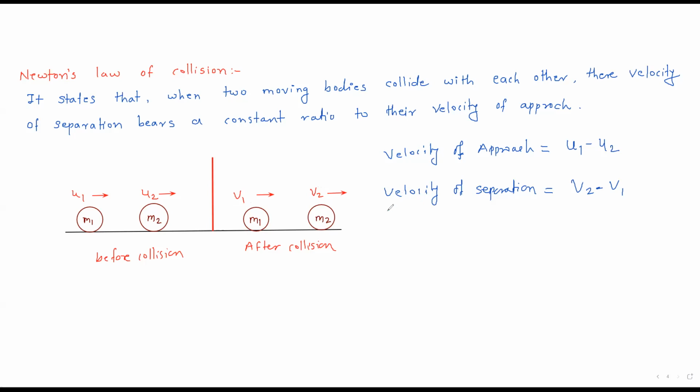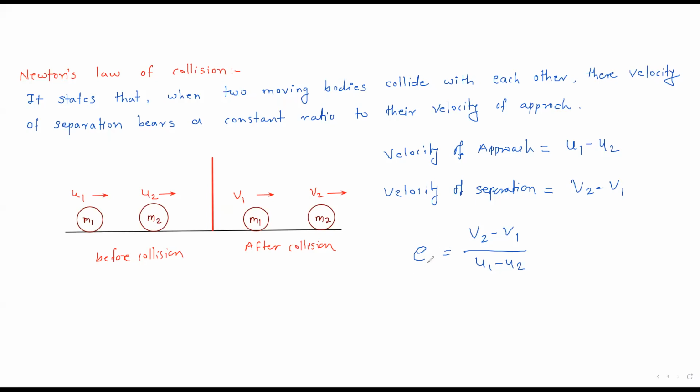So here this difference is called the velocity of separation, V2 minus V1. This is called the velocity of separation. Okay. Now what does Newton say? Newton says that the velocity of separation bears a constant ratio with the velocity of approach. Okay. So if I write it mathematically, V2 minus V1 is our velocity of separation, and U1 minus U2 is the velocity of approach.